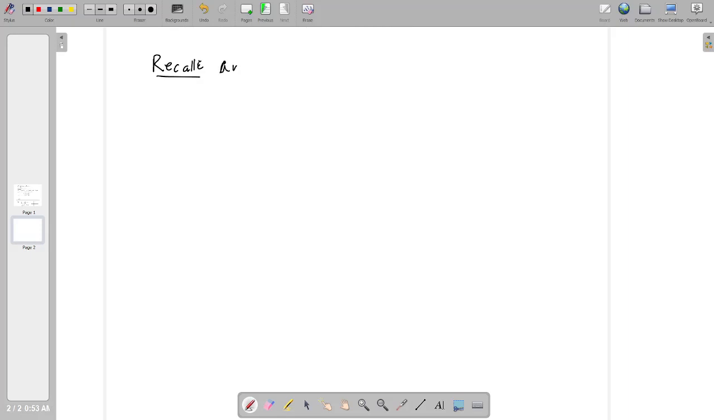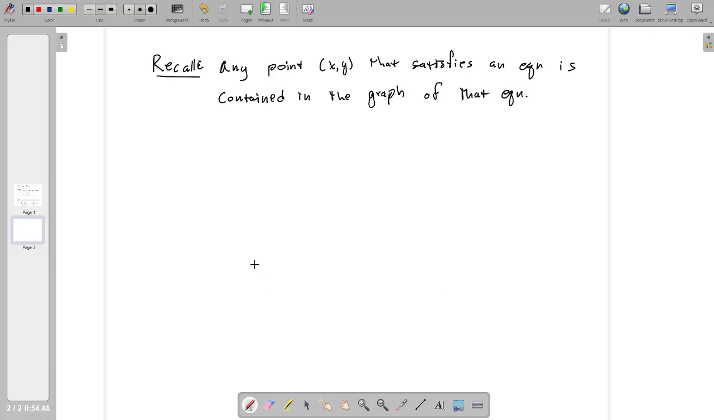Recall, any point x, y that satisfies an equation is contained in the graph of that equation. Remember that a lot of times our functions look like this. f of x is equal to, say, x squared plus 4. Now this is corresponding to the same thing as saying y equals x squared plus 4. If we have an ordered pair x, y that satisfies this equation, then it's contained in the graph of this function.